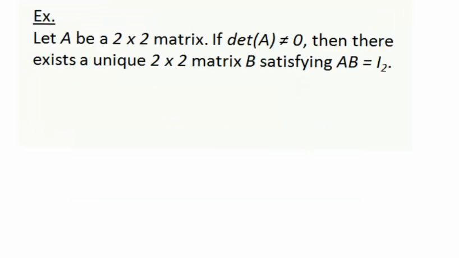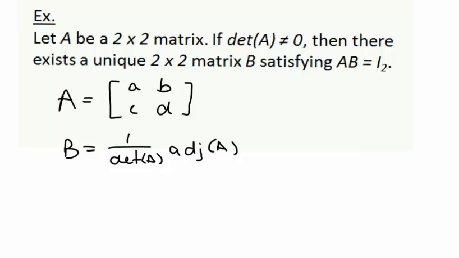In this example, we're going to have A be a 2 by 2 matrix. We're going to assume that the determinant of A is not equal to 0, and then our claim is that there exists a unique 2 by 2 matrix B satisfying A times B is equal to I2, where I2 is the 2 by 2 identity matrix. Since this is a smaller example, we can actually write out what A looks like. I'm going to call capital A the 2 by 2 matrix a, b, c, d, and I get the sense that this matrix B is going to actually be A inverse.